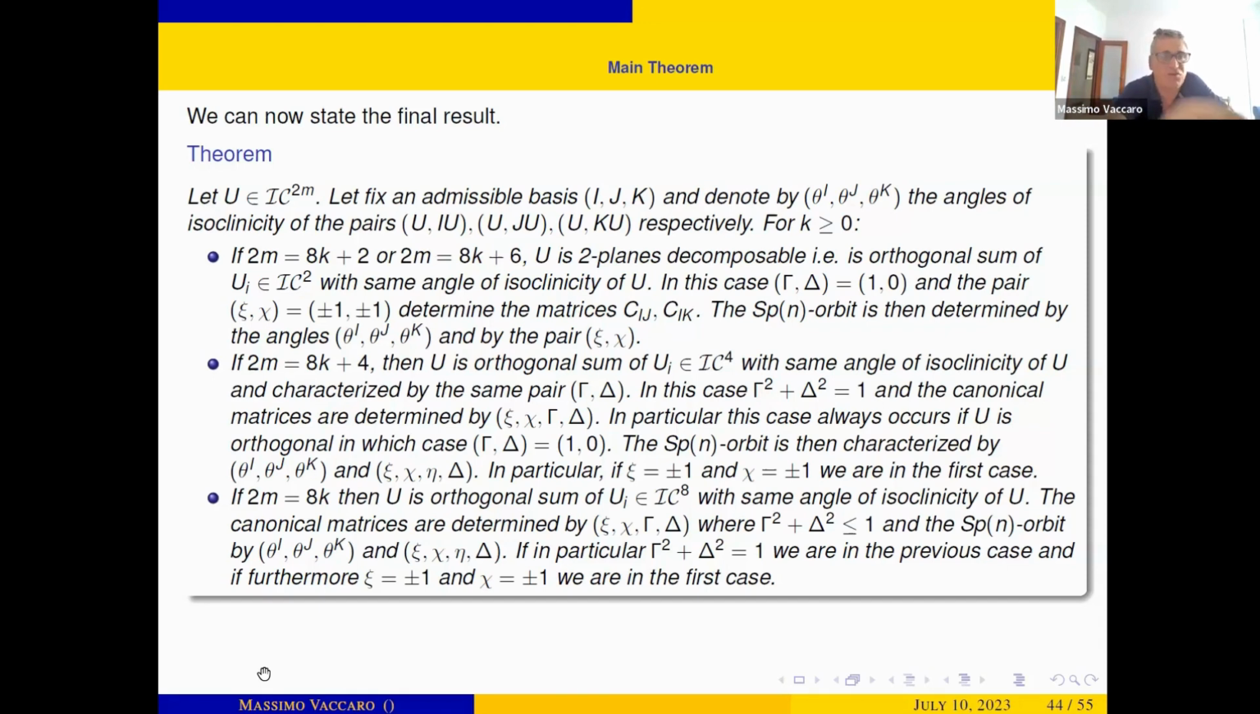If 2m has dimension 8k, so 8, 16, whatever, then U is an orthogonal sum of some 8-dimensional subspaces with the same angle of isoclinicity of U. The canonical matrices are determined by these 4 numbers, and the orbit by these 3 numbers and these other 4 numbers. Then if gamma squared plus delta squared equals 1, we are in the previous case. And furthermore, if C equals plus or minus 1 and K equals plus or minus 1, we are in the first case.